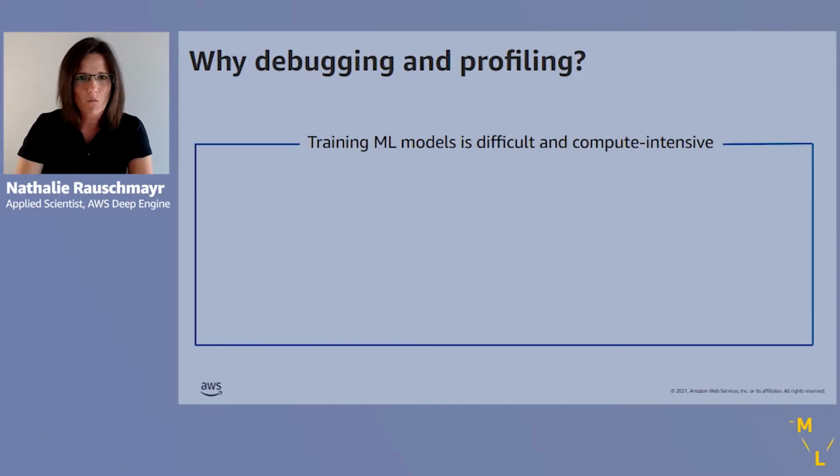First, let's look at why debugging and profiling is important. When we train machine learning models, this is typically a difficult and compute-intensive task. When we create training scripts for our machine learning model training, it may frequently happen that these training scripts contain bugs. These bugs may lead to a model training that is not converging because the model may suffer from overfitting, underfitting, vanishing gradients, or other issues. Trying to find the root cause of such problems is not always easy, and for sure it's very time-consuming.